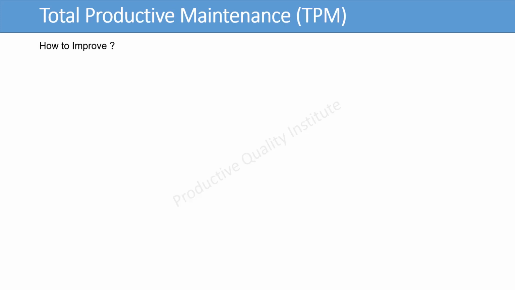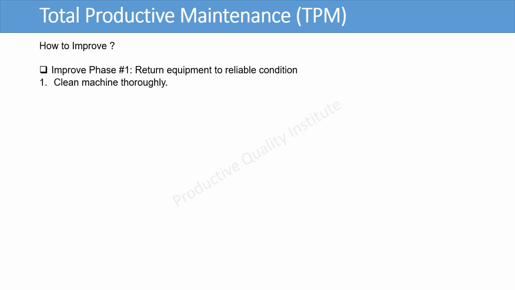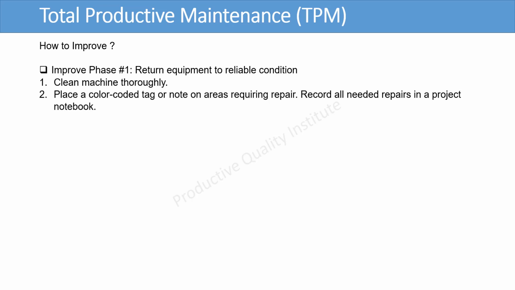How to improve. Improve Phase 1, return equipment to reliable condition. Clean machine thoroughly. Place a color-coded tag or note on areas requiring repair. Record all needed repairs in a project notebook. Perform repairs.